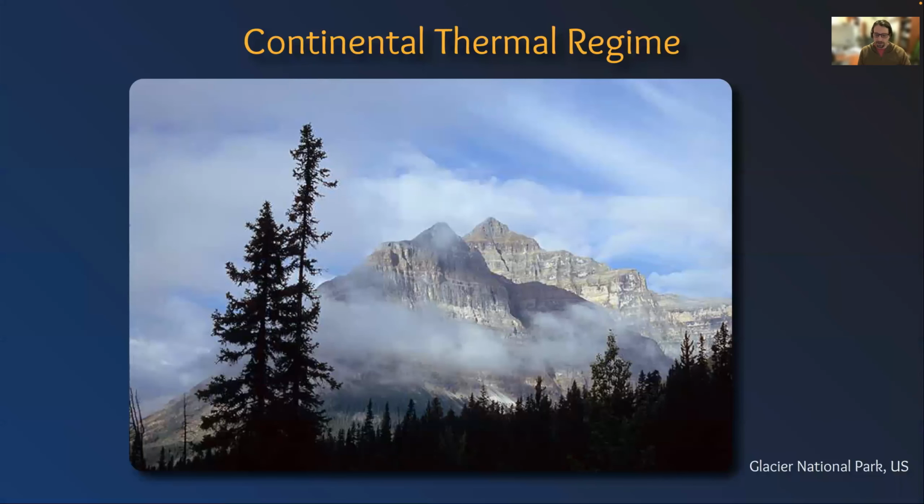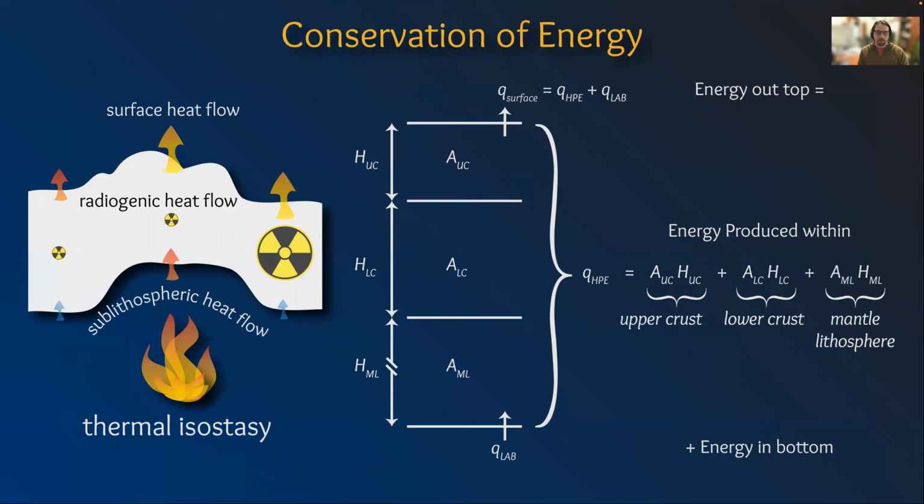So let's start looking at the continents. In terms of the continents, we can look at this in terms of a conservation of energy model. And that is, we have some sublithospheric heat flow. That sublithospheric heat flow is imparted to the lithosphere. Within the lithosphere, we have radiogenic heat production that produces additional heat, and then out of the surface, we have the surface heat flow, which represents a combination of that sublithospheric heat flow and that radiogenic heat flow within the interior.